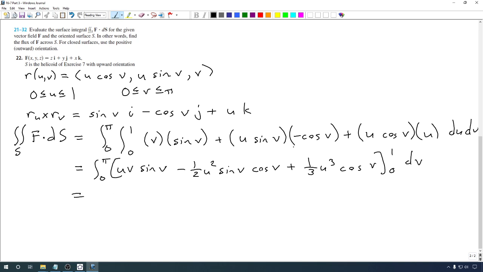Of course, when we plug in 0, all the u's will give us zeros. So essentially we just end up plugging in 1. So we have v sine v minus 1/2 sine v cosine v plus 1/3 cosine v.